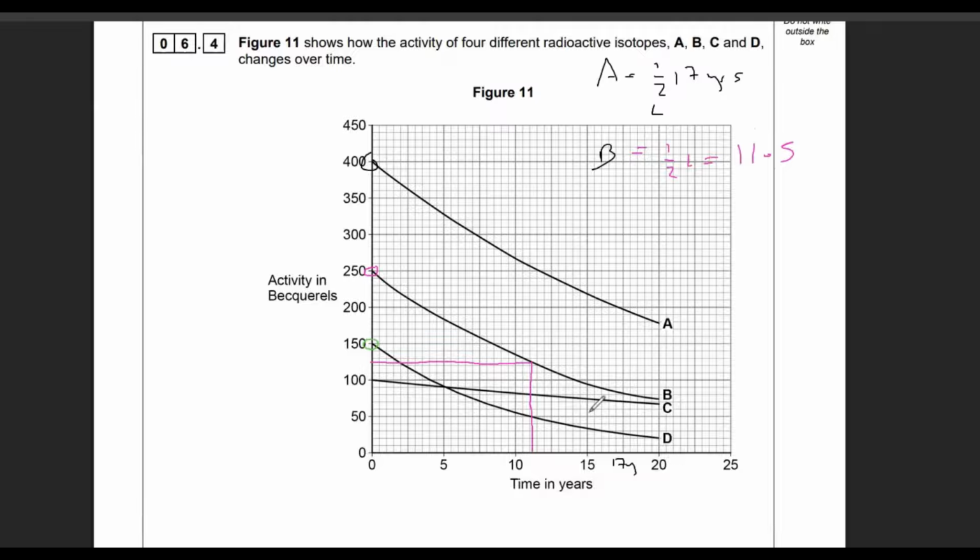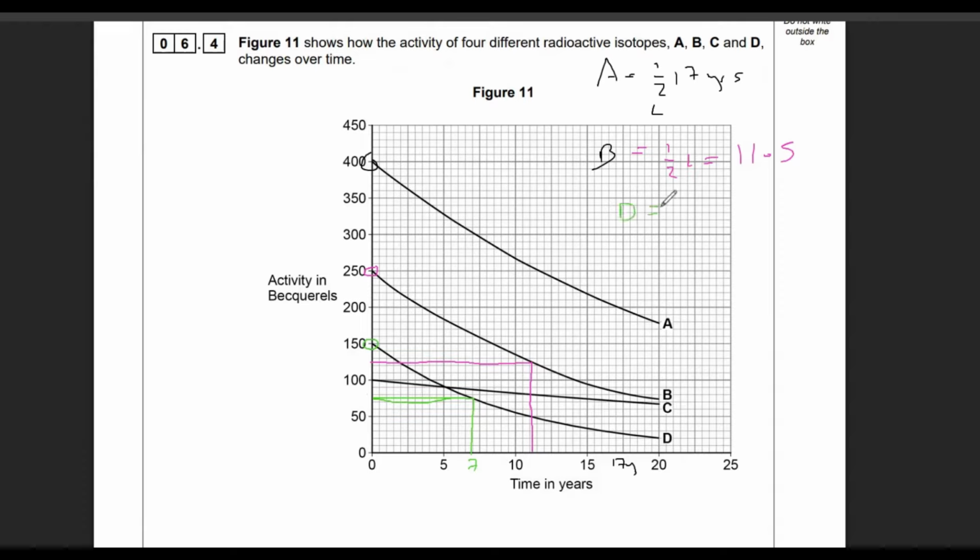D is a bit easier because it's 150. I want to go to 75. I wish I could draw a straight line. All right, I don't know what that is. That is 6, 7, so about 7 years. So looking at D, D looks like the least stable. Yeah, D's the least stable.